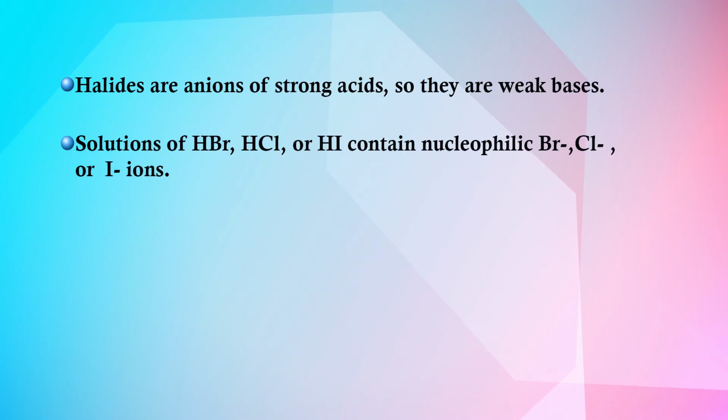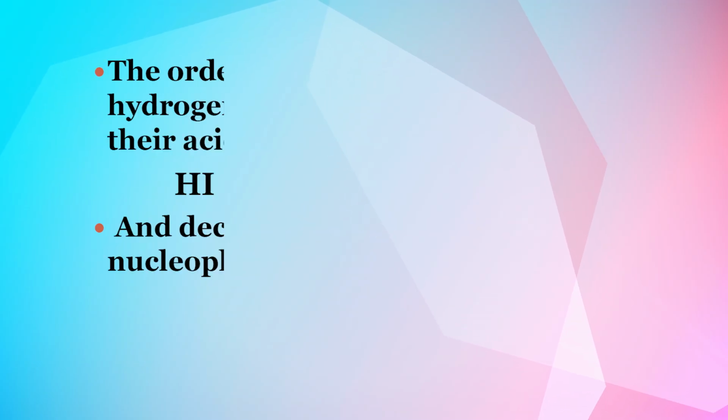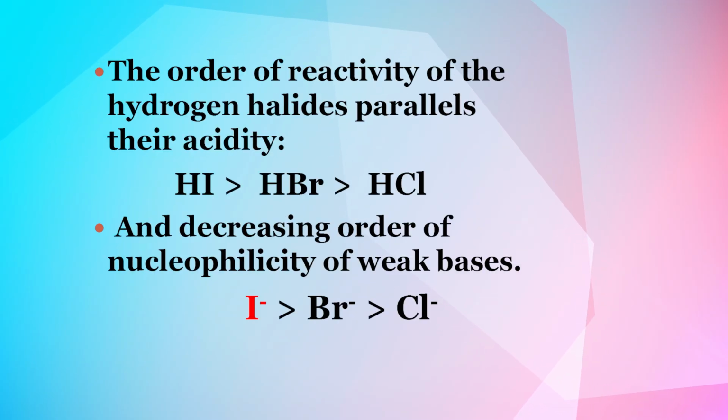Since halides are anions of strong acids, they are weak bases. So when we take a solution of HBr, HCl or HI, it will contain nucleophilic anions such as bromide, chloride or iodide. So these are the acids which are commonly used to convert alcohols to their corresponding alkyl halides. Now the question arises, what is the order of reactivity of these hydrogen halides? It will parallel their acidity. That is, HI is the strongest acid, followed by HBr, and then HCl.